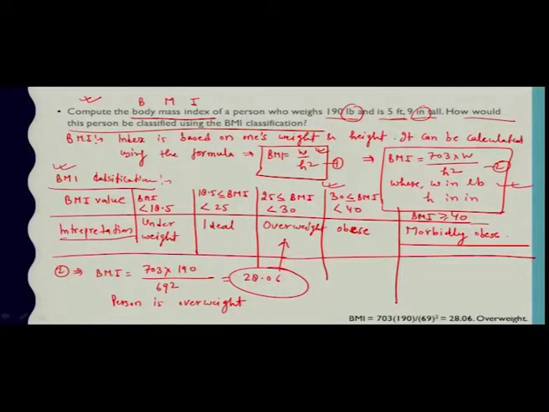In a similar way, you can calculate your own body mass index, and the classification is given in this table. You just calculate and become aware of your body mass index, whether you are underweight, or you have an ideal body, or you are overweight, obese or morbidly obese. So in this way you can calculate your body mass index.